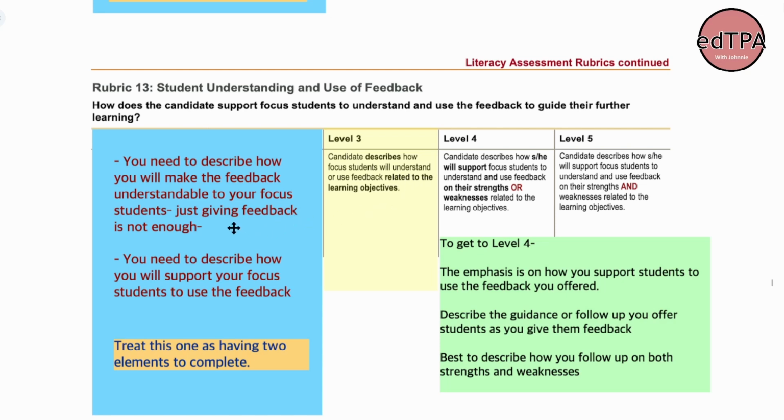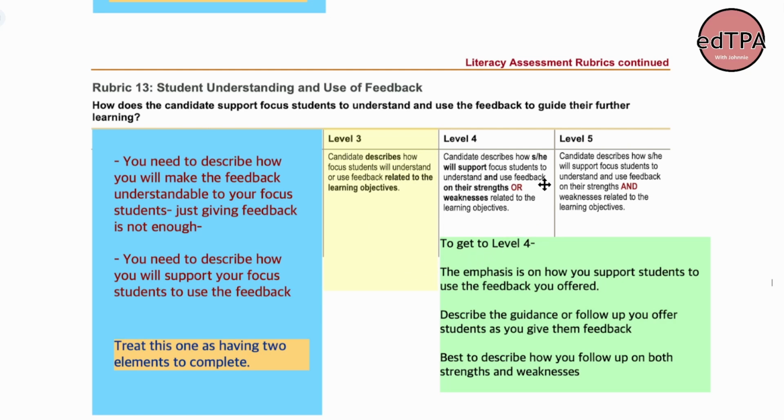So based on that, you will need to describe how you will make the feedback understandable to your focus students. Just giving feedback is not enough. So how are you following up to make sure that they understand what to do with the feedback? And then you will need to describe how you will support your focus students to use the feedback. Okay? So that's level 3.